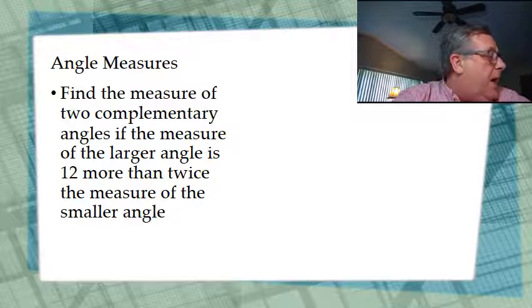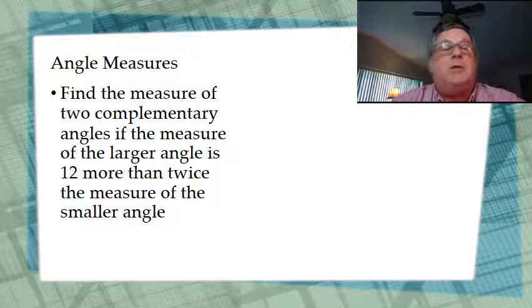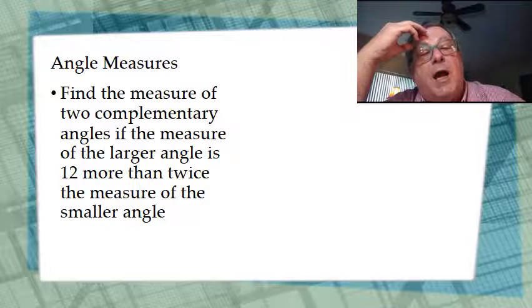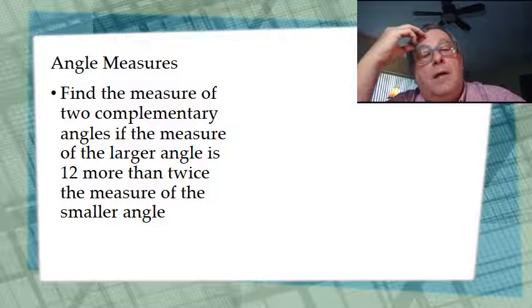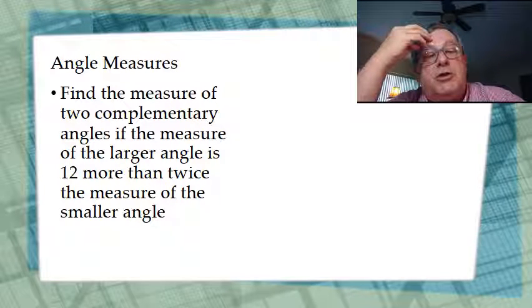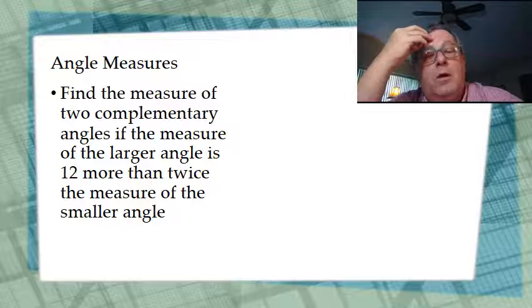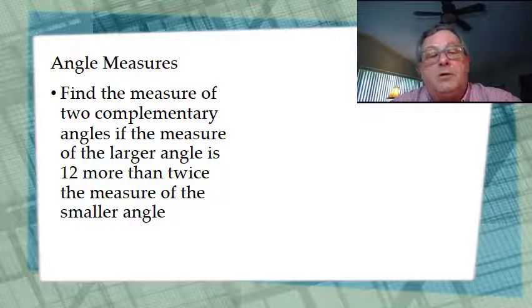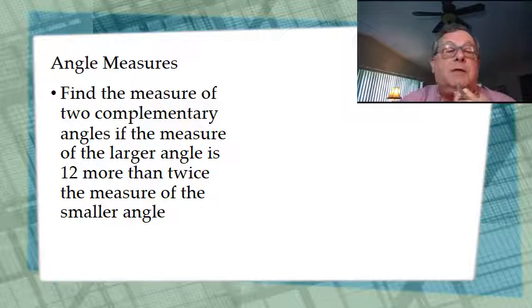Now, this example that I have here corresponds to page 48 in your textbook. It's example 2, angle measures, and this is a guided practice there. And it says, find the measure of two complementary angles if the measure of the larger angle is 12 more than twice the measure of the smaller angle. So let's think about this.